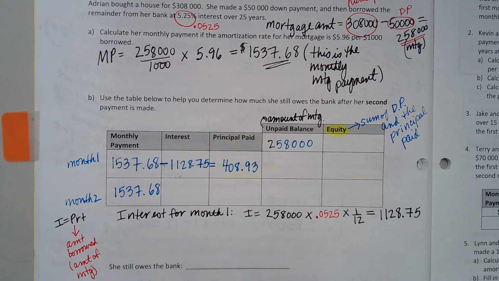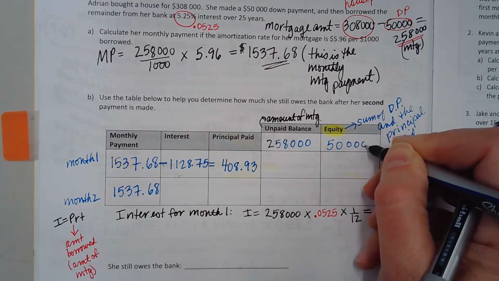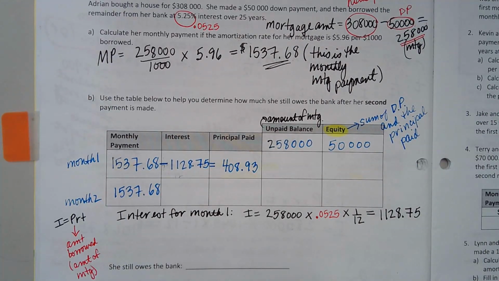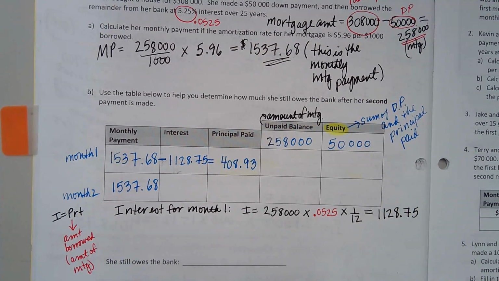Now, does she have a down payment? Yes, that down payment went to purchase the house. So what she has paid off of the house so far is $50,000. Right? Good. Does that make sense? Yeah. Equity is how much she's got paid off of the house so far. So every month she's going to pay off a tiny bit more of the house. So this is where the kind of tricky part comes in. But let's just watch for a moment, okay?